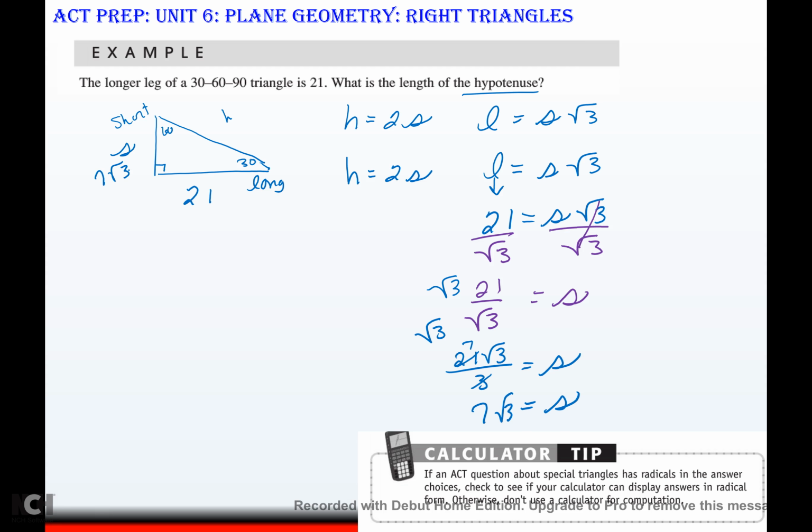Which they don't want to know, but I need to know to find the hypotenuse. So now I can say that my hypotenuse is equal to 2 times the shorter leg, which is 7 square roots of 3, which makes my hypotenuse 14 square roots of 3.